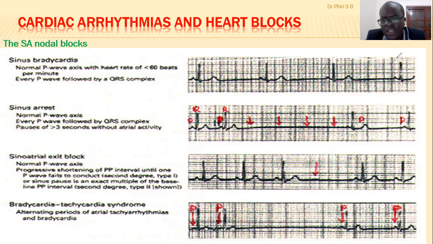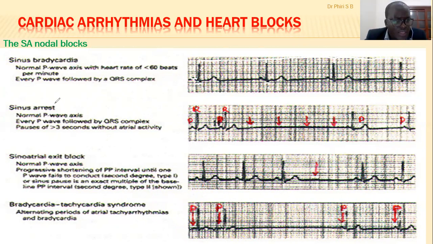So you have this elongation of the R to R interval, but every P wave is followed by a QRS complex. You can see here, there's a P wave that is followed by a QRS complex. So every P wave is followed by a QRS complex, but there's a slowdown in the activity of the pacemaker cells that will bring about bradycardia. So this is called sinus bradycardia. But each and every P wave is followed by a QRS complex. So it means they're being conducted to the ventricles. There's communication between the ventricles and the SA node.